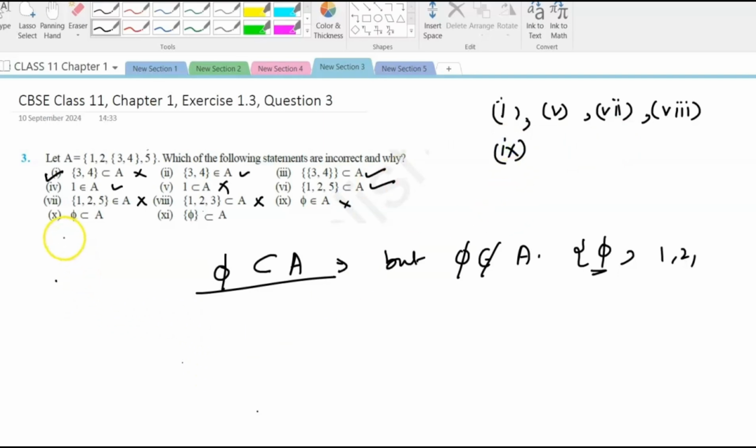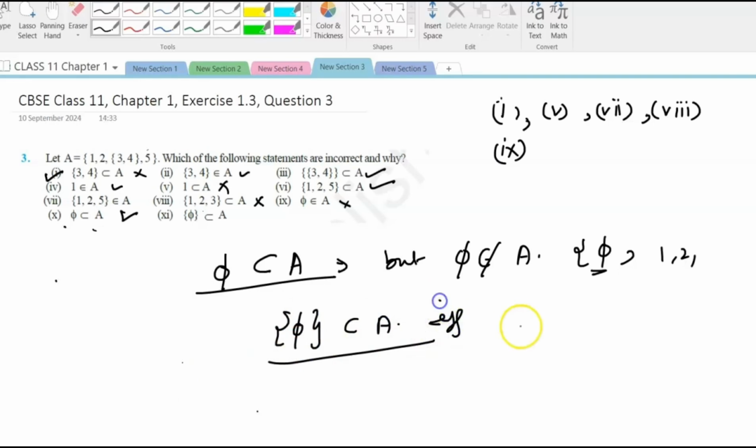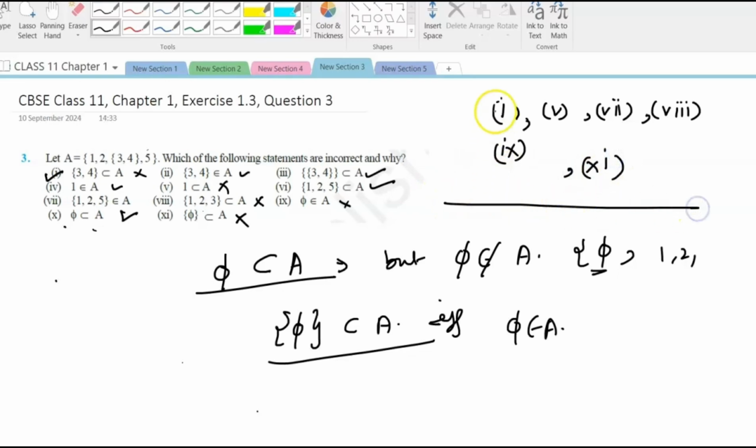Let's see the 10th option. So yes, empty set is a subset of every set, and therefore it is also a subset of A, and therefore this statement is true. Set {phi} is a subset of A. This will be true if phi belongs to A, which is not the case as we have already discussed in option 9, and therefore this statement is also incorrect. So these are the statements that were incorrect.